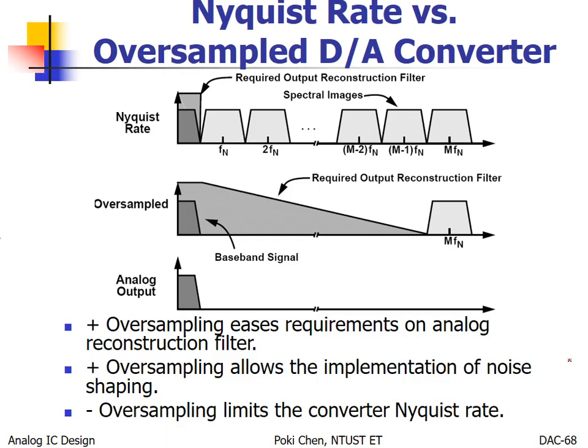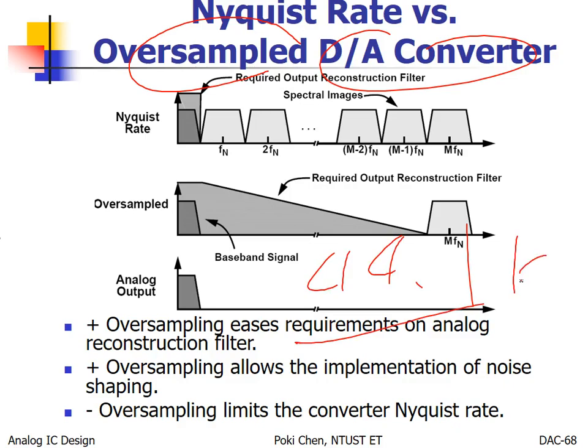And finally, we have Nyquist rate versus oversampled DAC. Oh, this is really fantastic. Oversampled means what? For your ADC, you have some kind of sampling rate. But for your DAC, you would like to play back, for example, my voice. From the beginning, the sampling rate, maybe for CD, is 44.1 kHz. That is for ADC. But to play the voice back with a DAC, we can have oversampling.